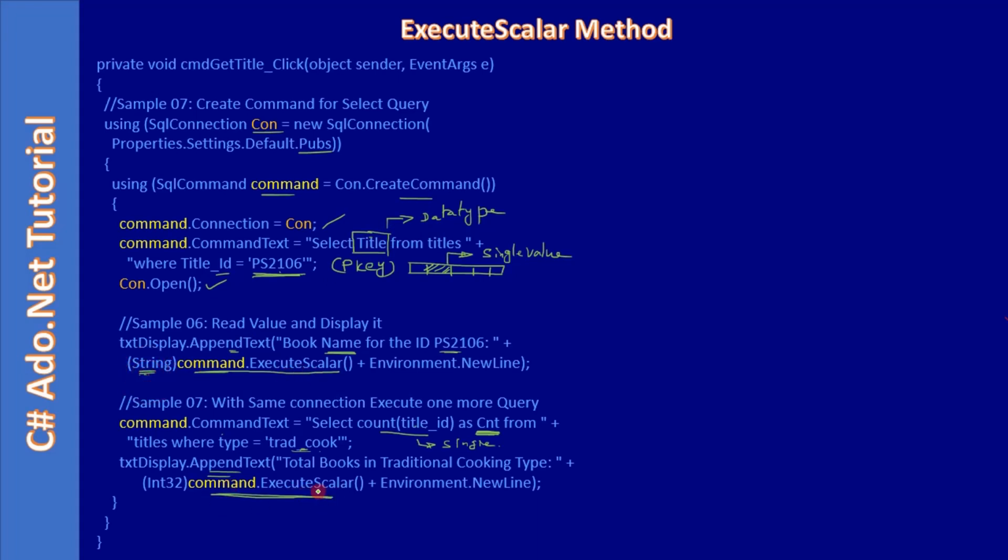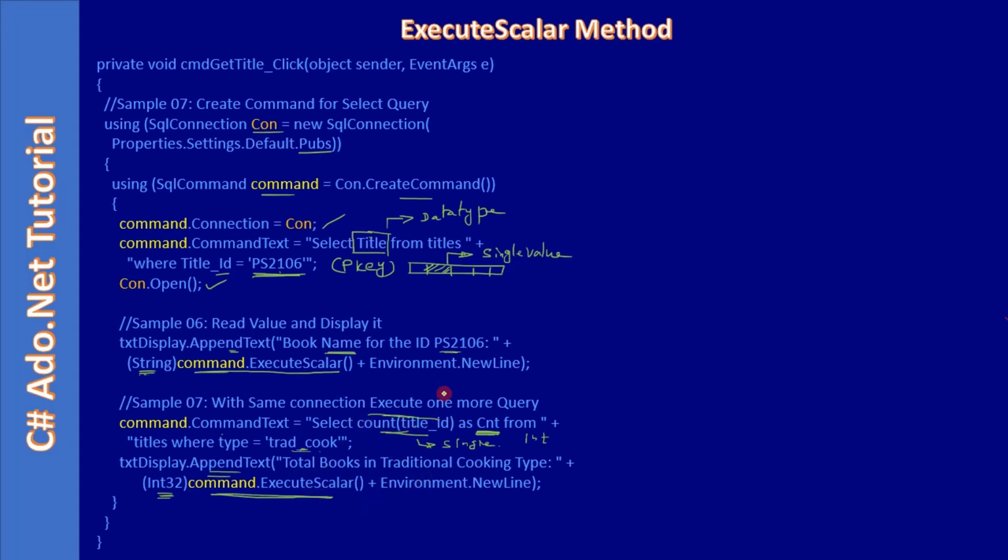Here, since we know that we are doing the aggregate function call, we know that it will return single value of type integer, right? So we use int32 as the typecast here. Here it is string and here it is typecasted as integer. And in the append text, we are putting a meaningful text stating total books in traditional cooking type, the return value of this query execution.